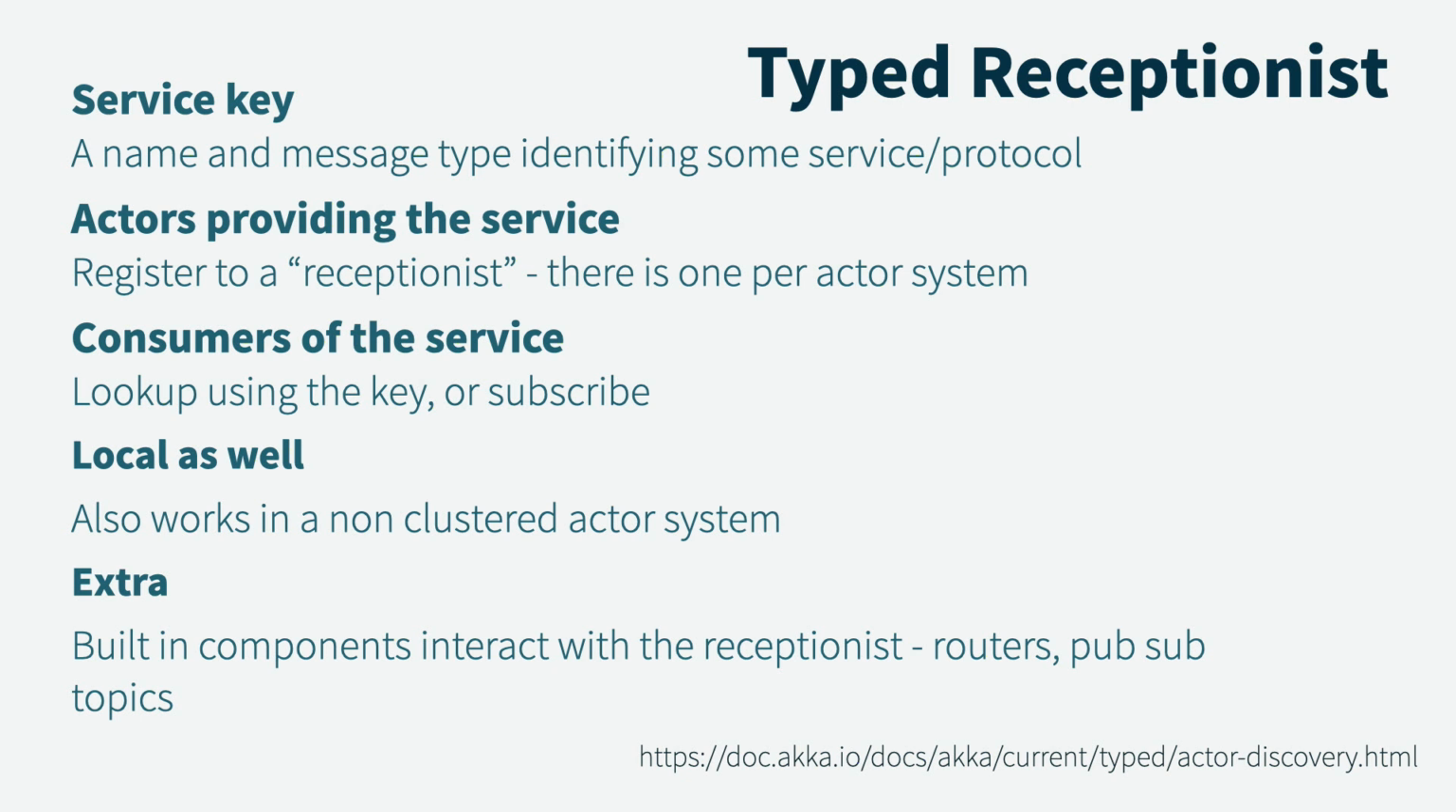Okay, before I start with the actual cluster components, this is a new thing in the typed APIs called the Receptionist. The Receptionist is the way to look up other actors based on a name and a type. So you define a key that contains a name and a type, and then actors that provide a specific service can register using this key. And actors that need someone that provides this service can either do a single lookup and get the list of actors that fulfill this contract right now, or they can do a subscription to get updates every time the set of registered actors changes.